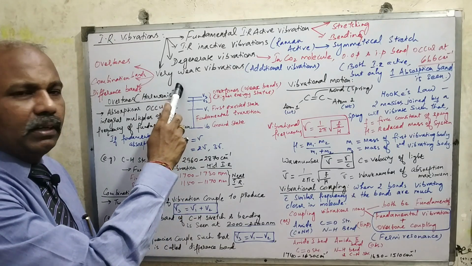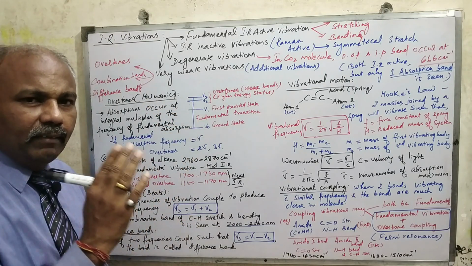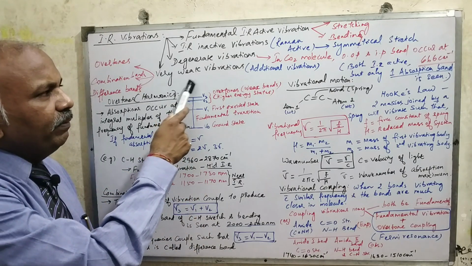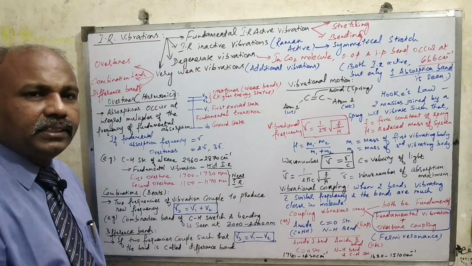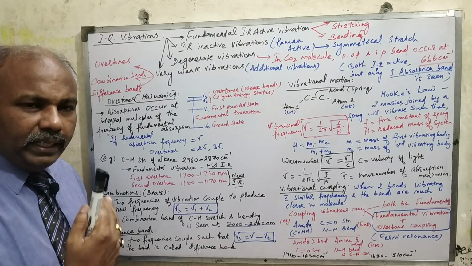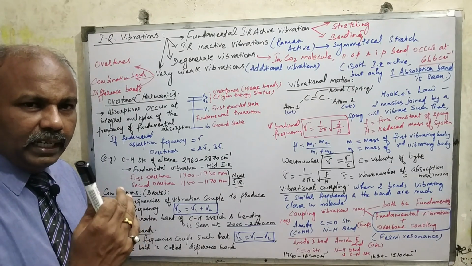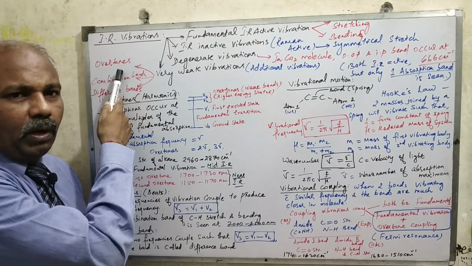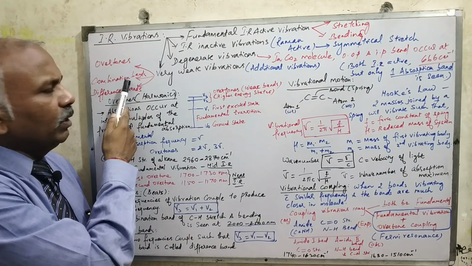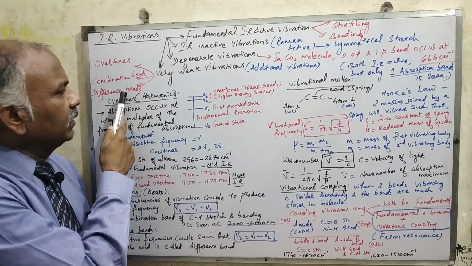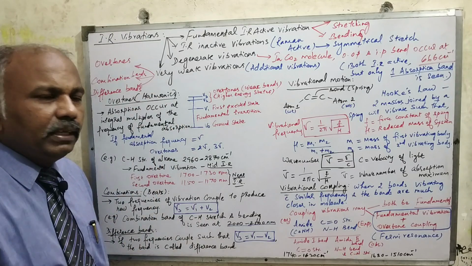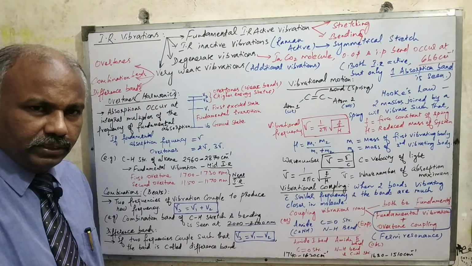The fourth vibrations are very important and have more significance in the interpretation of molecules. They are very weak vibrations. They are also called additional vibrations. What are the various types of additional vibrations? There are three different types. One is called overtones, which we also call harmonics. The second is called combination bands. And the third is called difference bands. These are the various types of very weak vibrations or additional vibrations.